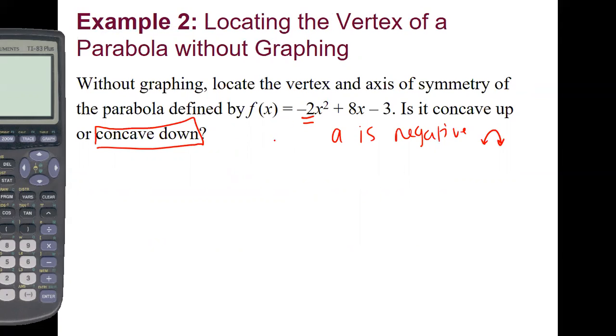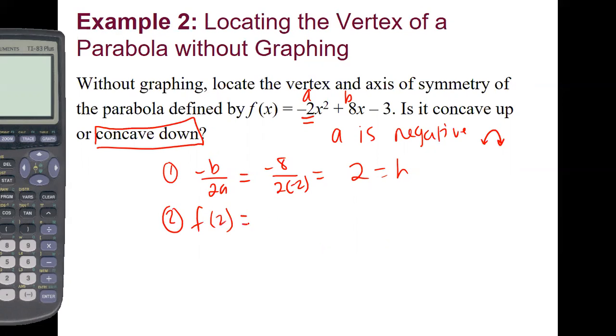So we know it's concave down, and then to find our vertex, you have your A and your B, right? So we have negative b divided by 2a equals negative 8 divided by 2 times negative 2, which is 2. Okay, so that's part 1. That gives us our h. Part 2 is to find our k.